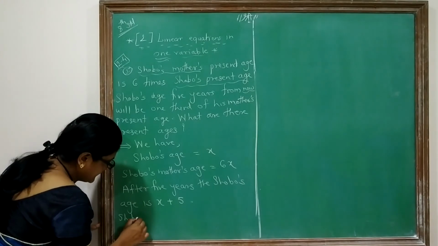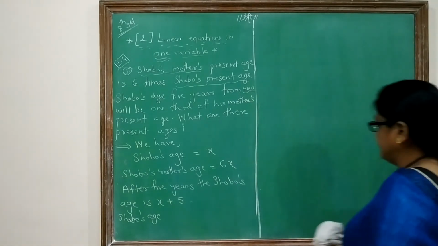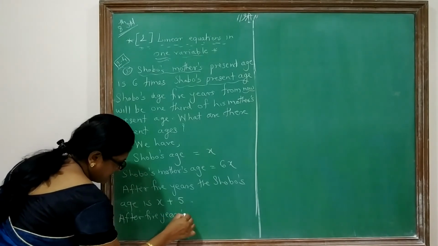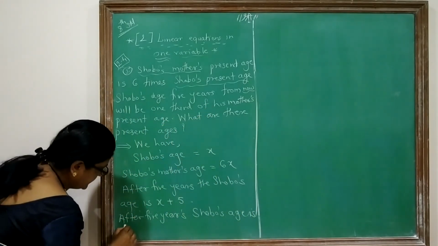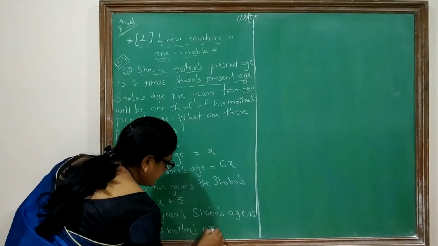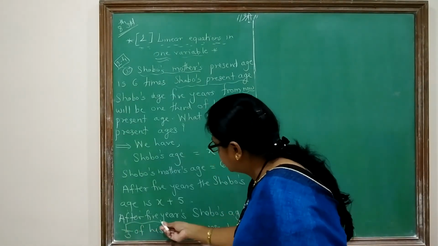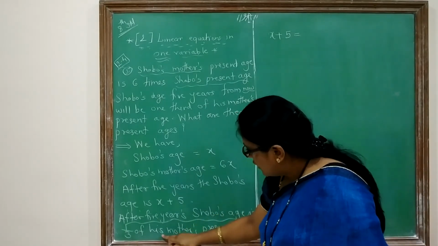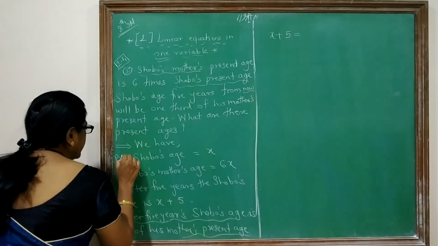After 5 years, Shobo's age is 1/3 of his mother's present age. Means after 5 years the Shobo's age is what? Here you will write x plus 5 equal to 1/3 of his mother's present age. These are the present ages.